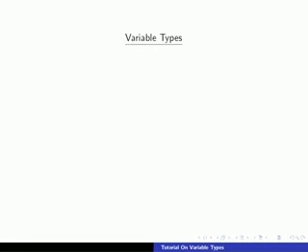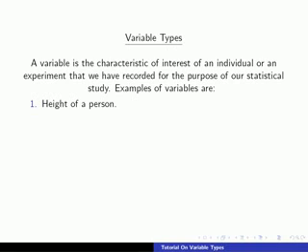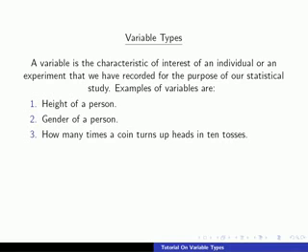So now we're just going to have a look at the different ways of classifying a variable. First of all, we need to know what a variable is. A variable is the characteristic that we are interested in recording for a person or an experiment for the purpose of a study we're running. So examples of variables could be a person's height, their gender, or how many times we get a heads when we toss a coin. Now that we know what a variable is, we can see how to classify them.